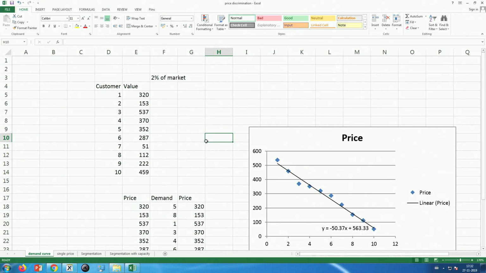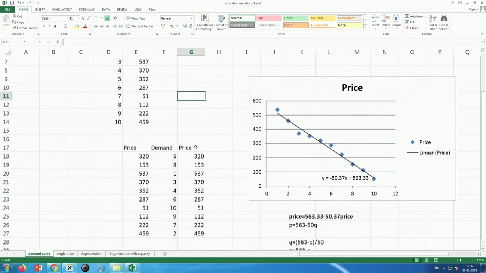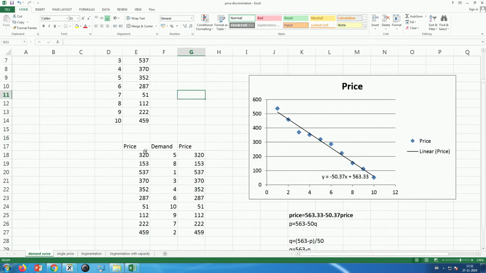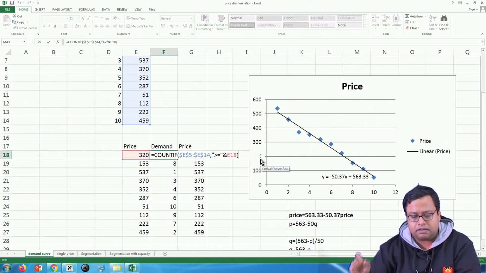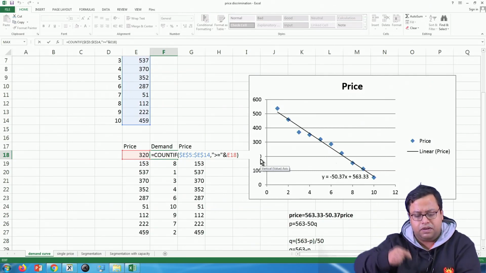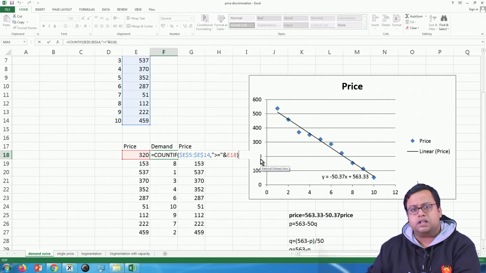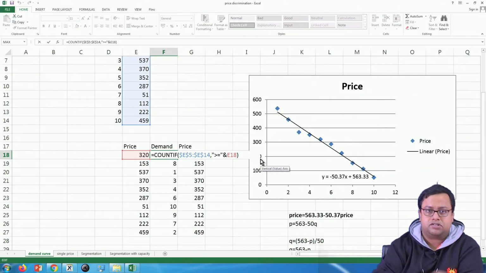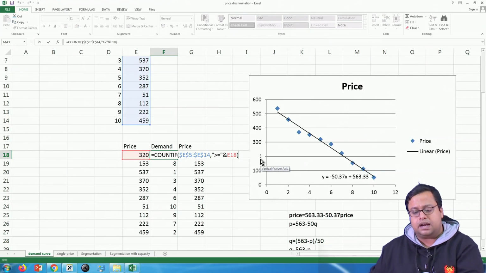Let us say from a marketing research background you got certain data which looks like this: there are 10 customers and these are the willingness to pay expressed by these 10 customers. Now, what I do is I want to know at what price how much demand I will get. So I put these prices here, and then the demand is this formula, COUNTIF in E5 to E14. It will count within this column, E5 to E14, if the value is greater than or equal to E18, that means 320.